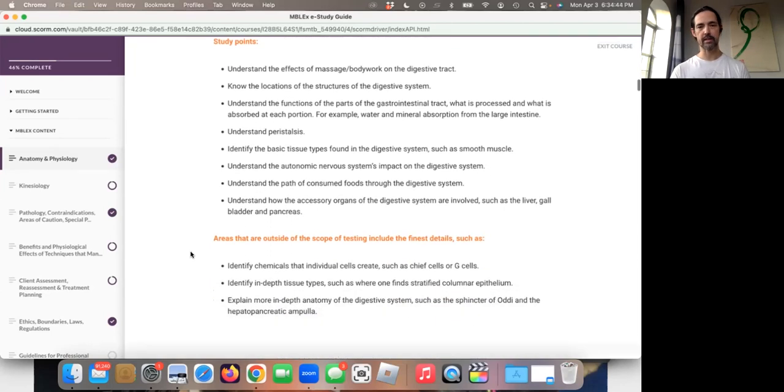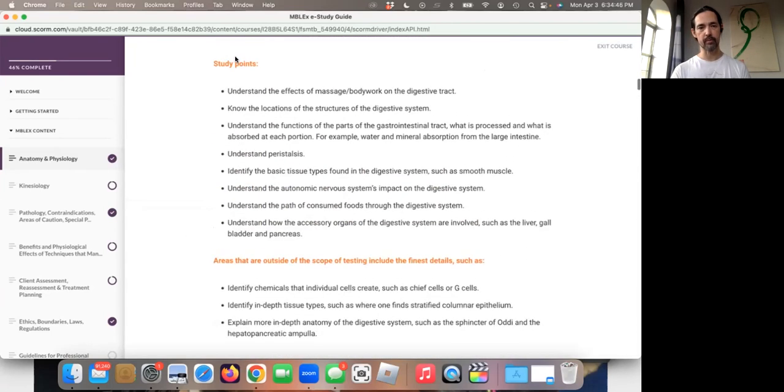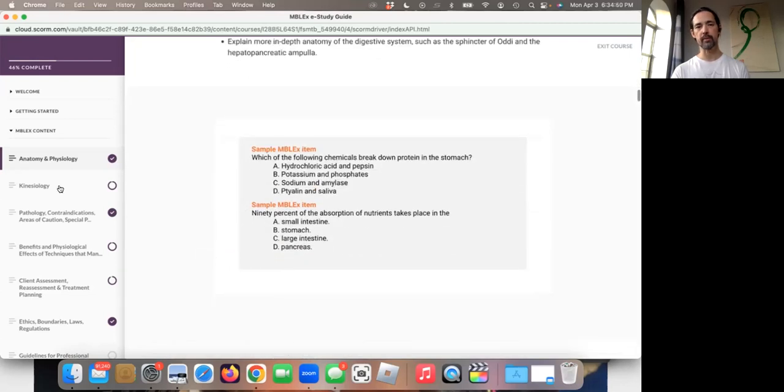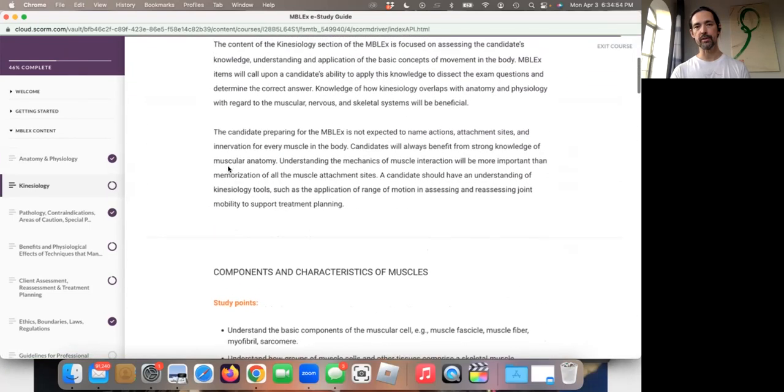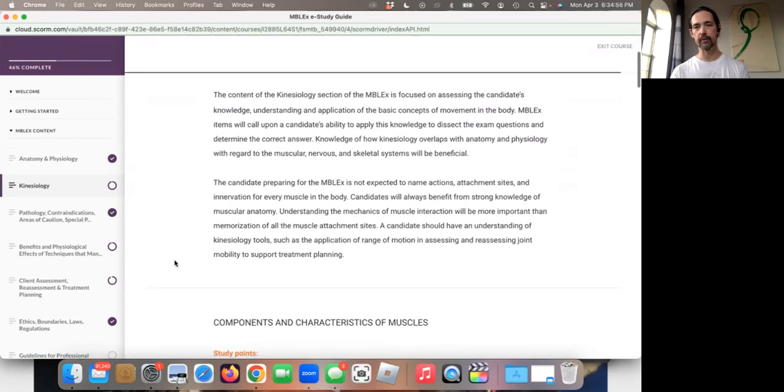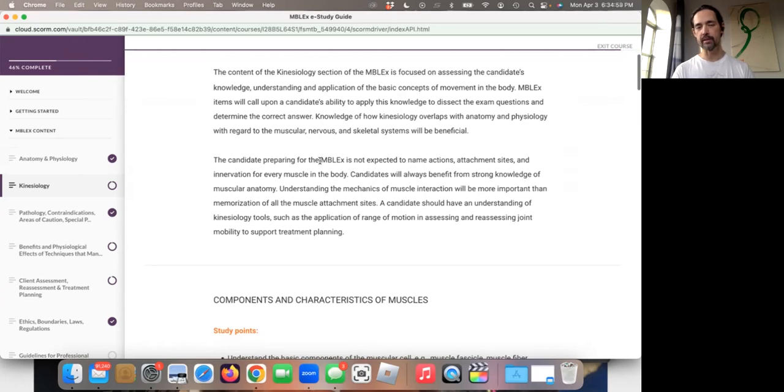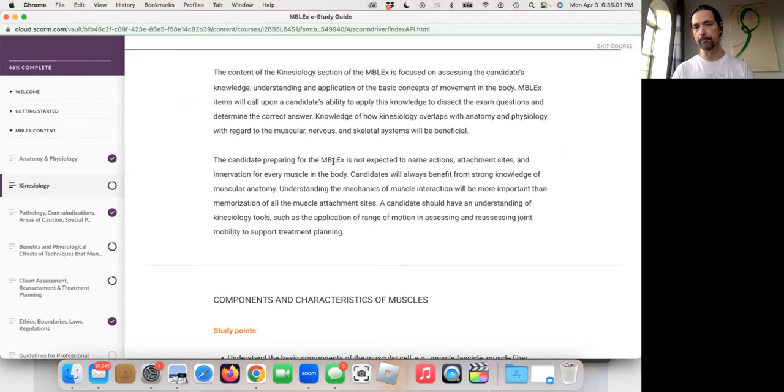And then you're on to the next section, right? And the same thing: study points, areas outside the scope of testing, including, and then a couple sample questions. Same for kinesiology. For kinesiology, there's a couple introductory paragraphs, which you definitely should read because they tell you some specific things that you can rule out.